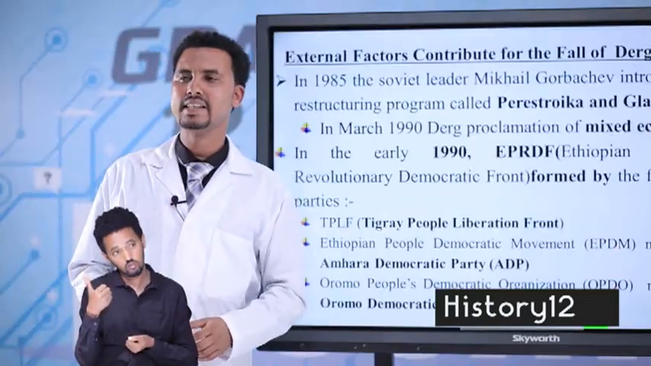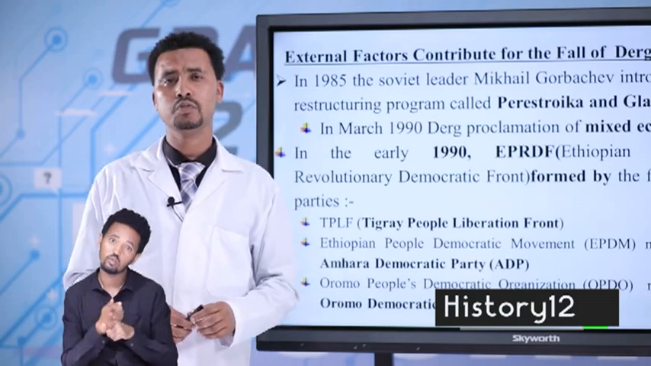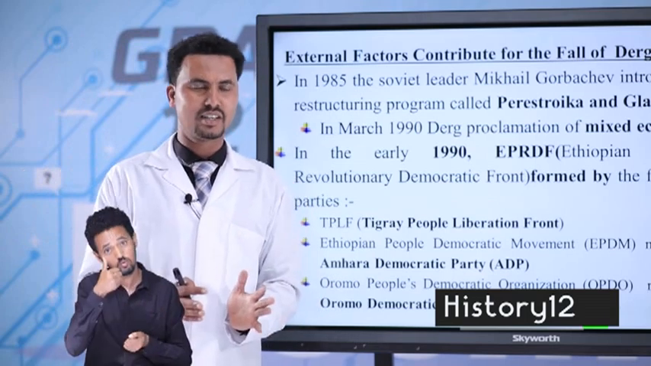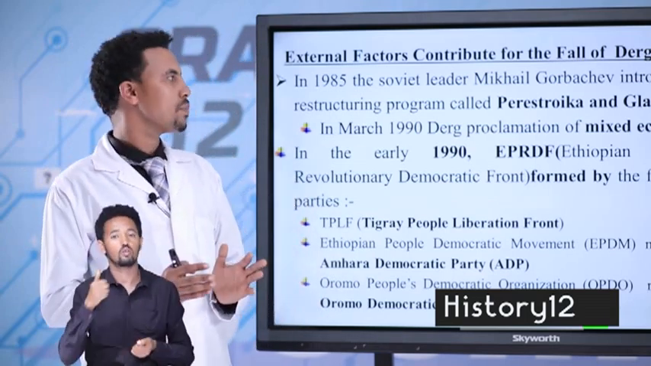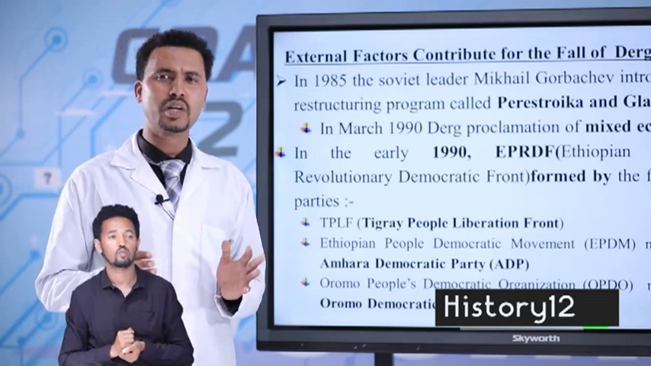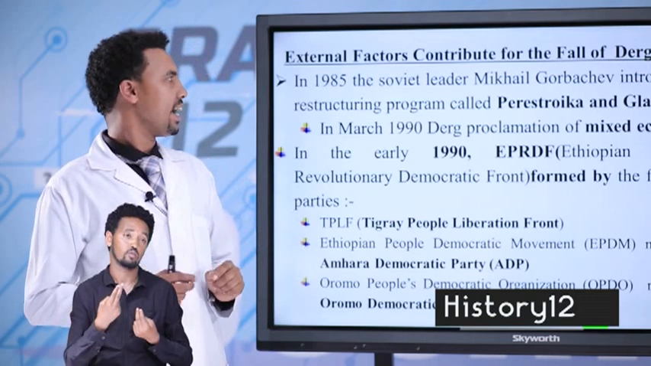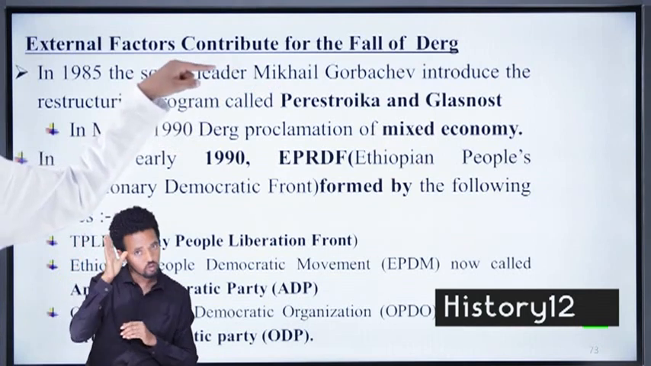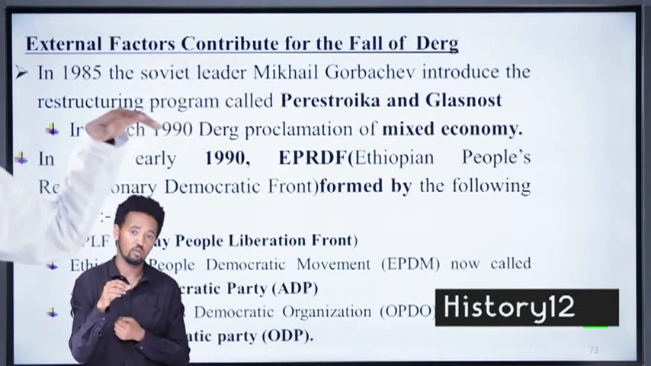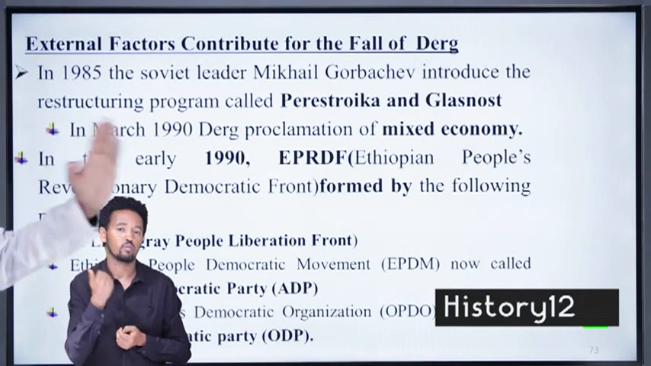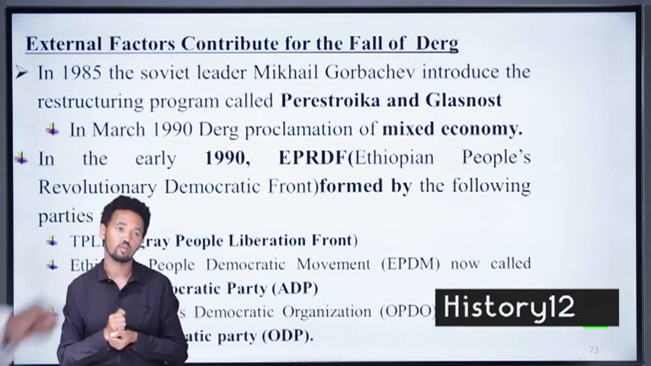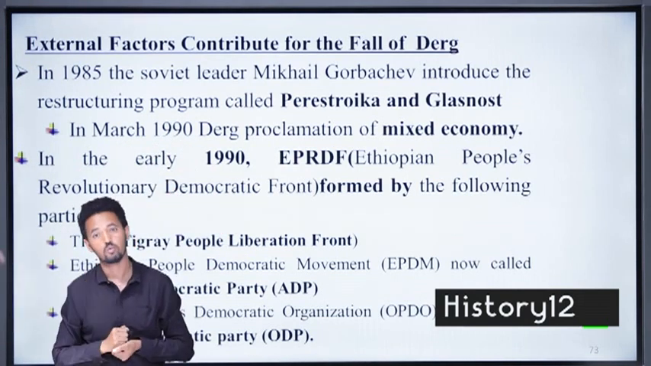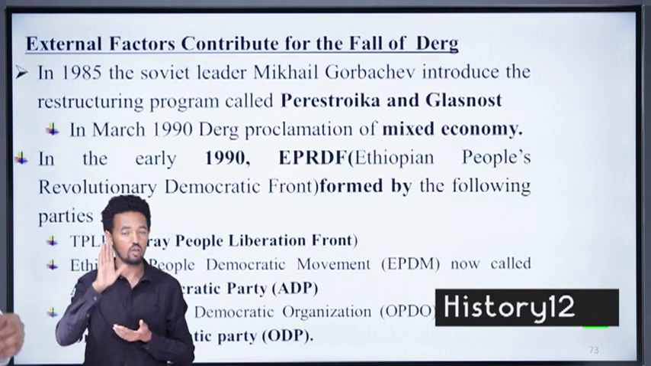The other one, the external factor that contributed to the decline of Mengistu Haile Mariam, or the decline of Dirk, was the policy of Perestroika and Glasnost. This idea was developed by Mikhail Gorbachev. Mikhail Gorbachev was the leader of USSR, Union of Soviet Socialist Republics. Before 1985, the socialist states supported each other. But after Perestroika and Glasnost, Russia stopped support to the other states.